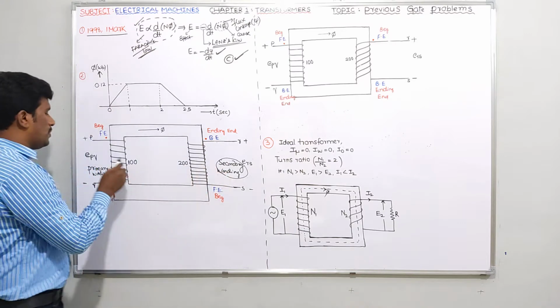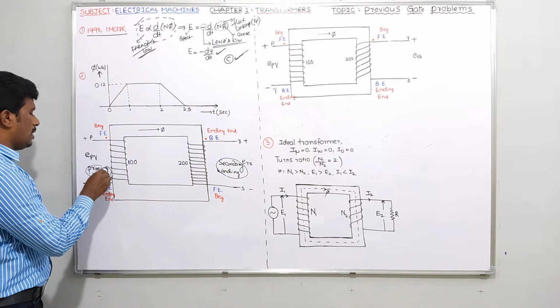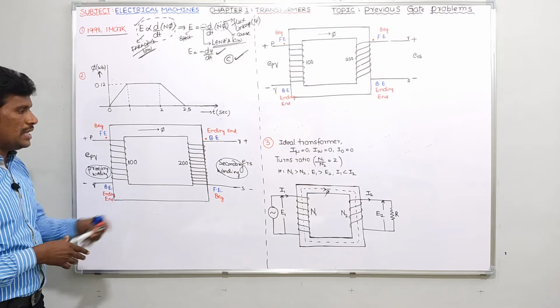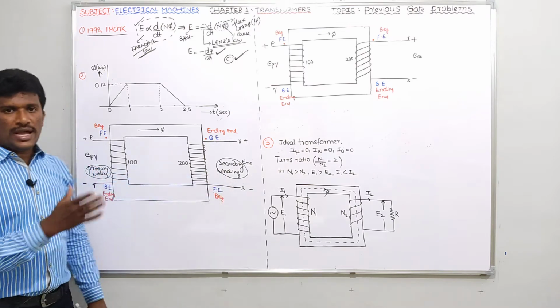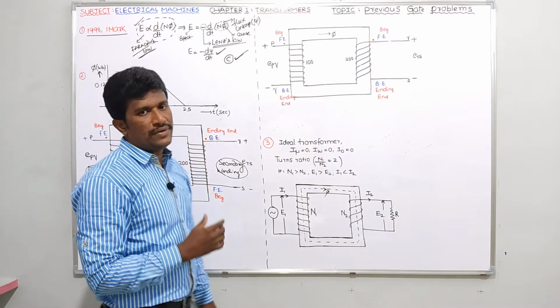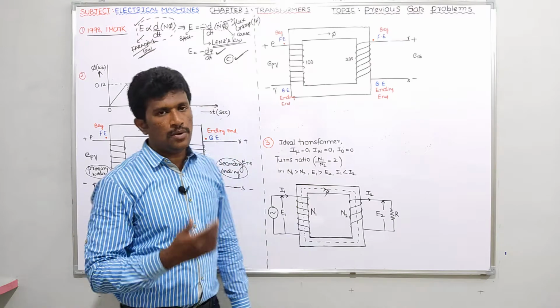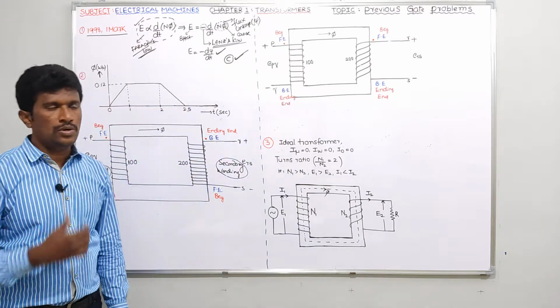If it is secondary winding, what about this winding, guys? Primary winding only. So he is asking to draw the variation of ERS versus time. On the y-axis he has given ERS, on the x-axis he has given time in seconds. If you observe, he has given options also, A, B, C, D. Among the A, B, C, D options, which one is correct? We have to find out.